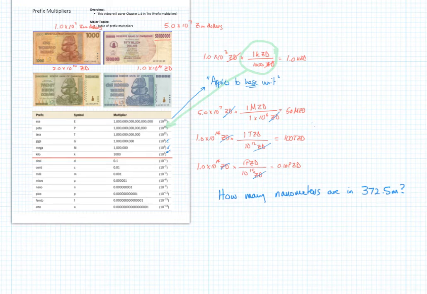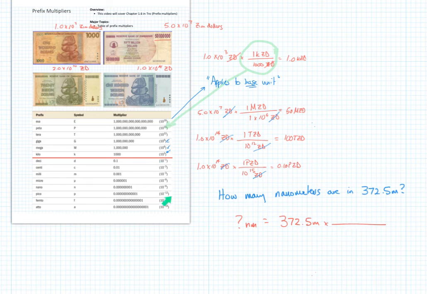So how do we set this up? All right, so I'm going to write nanometers. That's what I'm looking for. So it's going to equal 372.5 meters times, now we go to the table and we say, okay, nano is 10 to the minus 9, or you can put all the zeros in there. 10 to the minus 9 is a much easier way to do it. We're trying to find nanometers. We have meters, so meters are going to have to go on the bottom, and nanometers are going to have to go on the top.